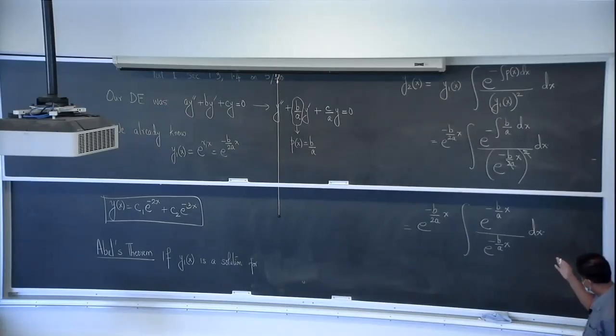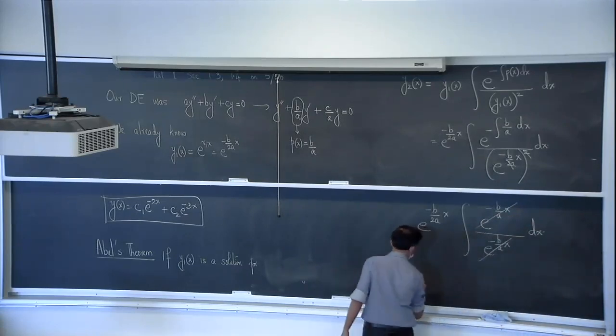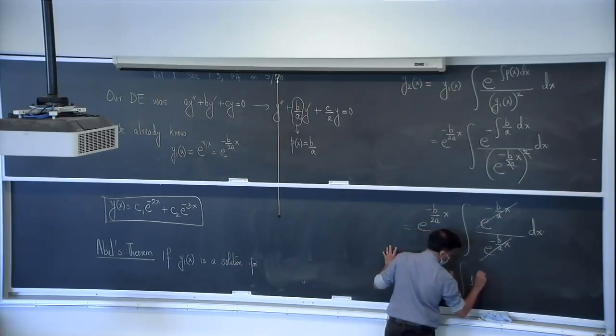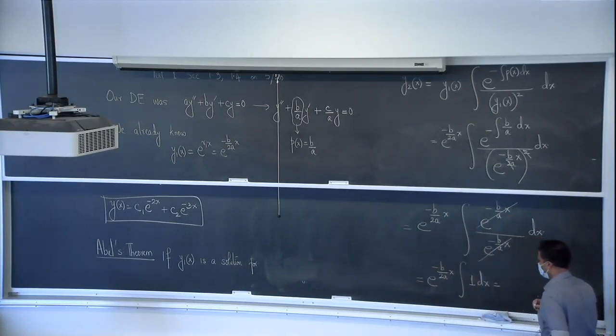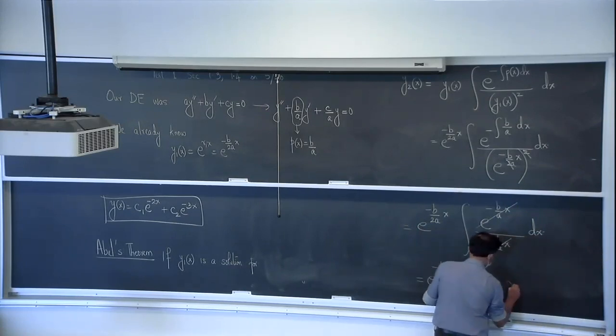And if you look closely, those two terms are the same. They cancel out. That leaves us with 1. So it's going to be e to the power of negative b over 2a times x times the integral of 1 dx. And that is x, right? Integral of 1 is x. So it's going to be x times e to the power of negative b over 2a times x.